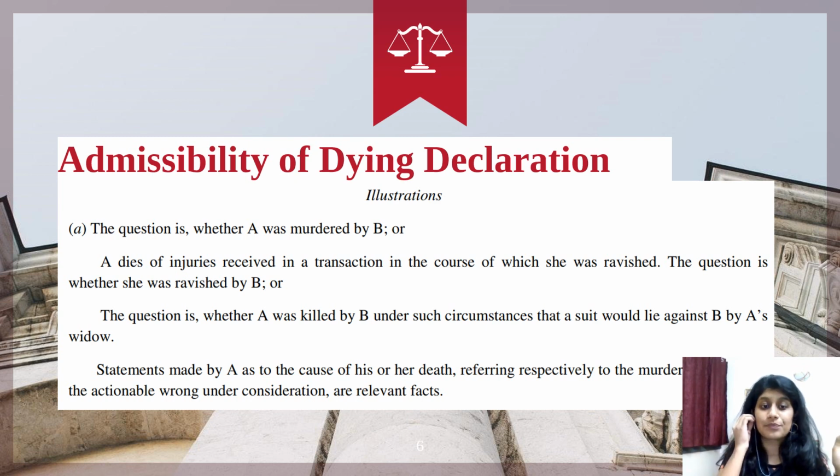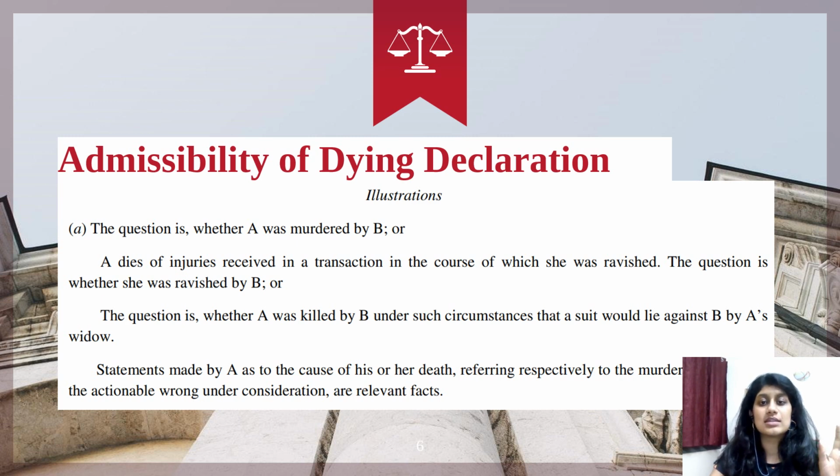The question is whether A was killed by B under such circumstances that the suit would lie against B by A's widow. Now, say just before A died, A made certain statements referring to the death, or to what B did before they died. Then all of these statements made by A would be considered relevant facts and dying declarations. Now, the Act also says that the person may not have known at the time that he was going to die.